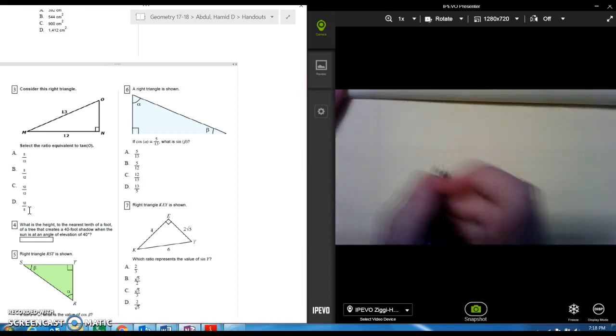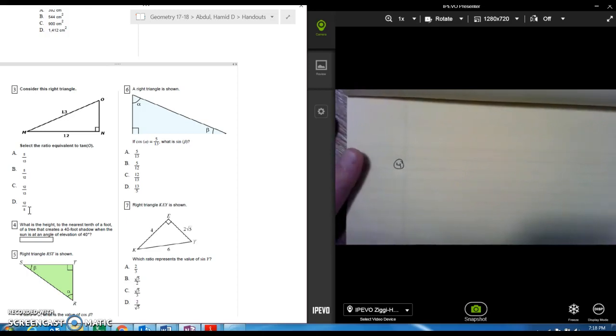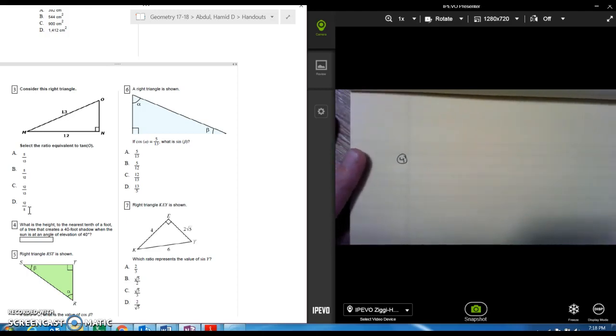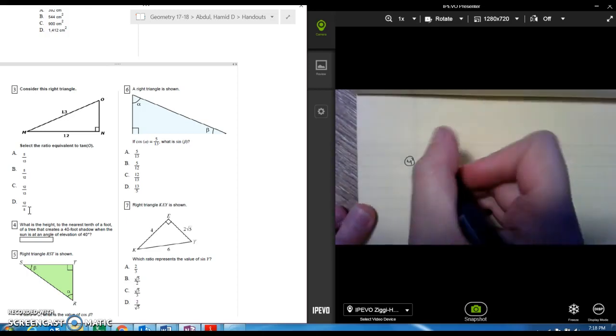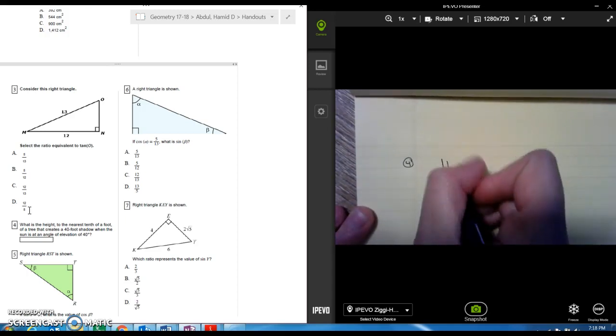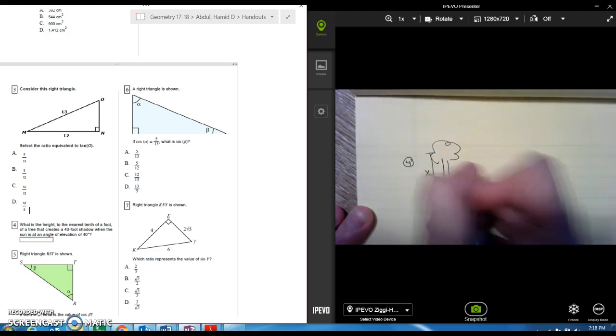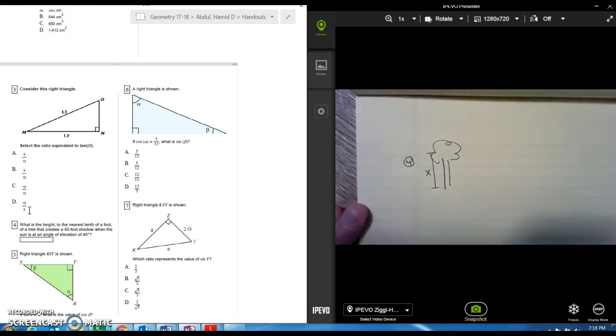Number 4. What is the height to the nearest tenth of a foot? Okay. Remember, we stop at each comma. So what is the height? Height goes straight up and down. So the nearest tenth of a foot of a tree. I now know that this is a tree, and we're looking for this, because it asked me what the height was at the beginning of the question.